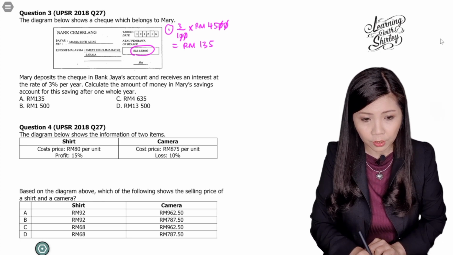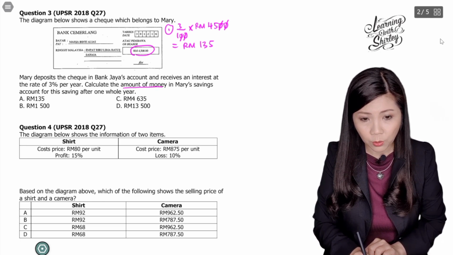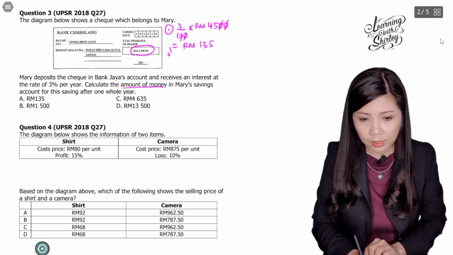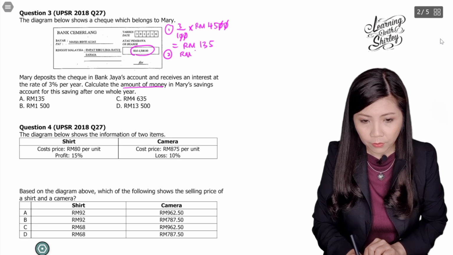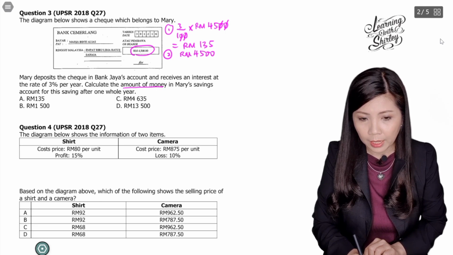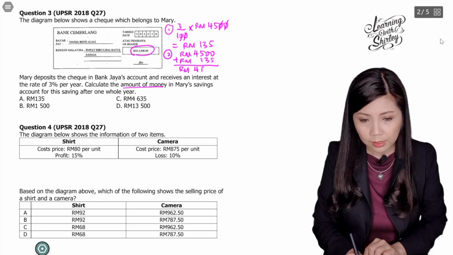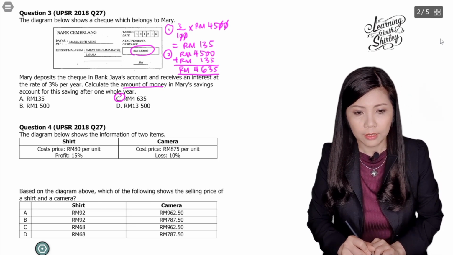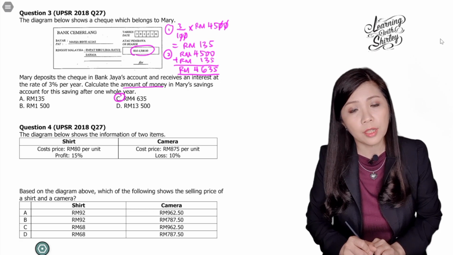Okay, and then because they asked for amount of money, it means we have to add back to the principal, which is 4,500. So the second step is I'm going to add together, okay, 4,500 plus with 135. Okay, so it's 4,635. So that's the answer, and the answer is C. Okay, let's move on to question number 4.